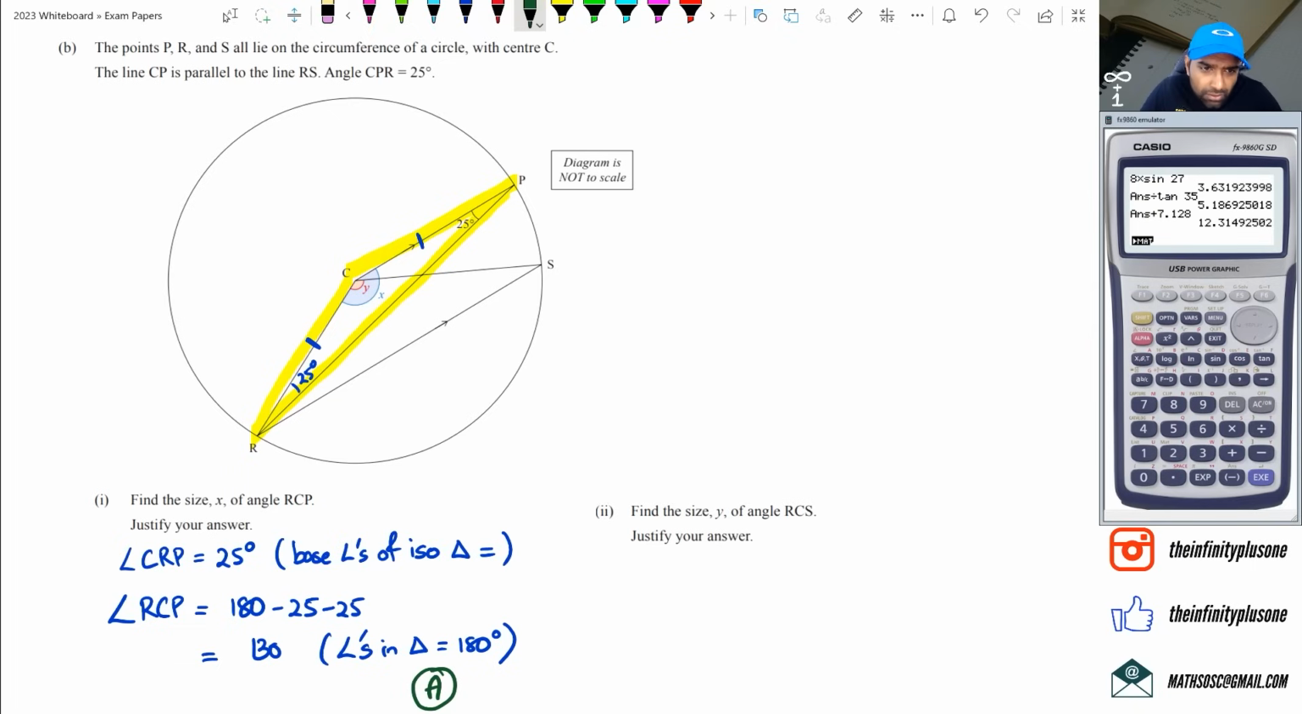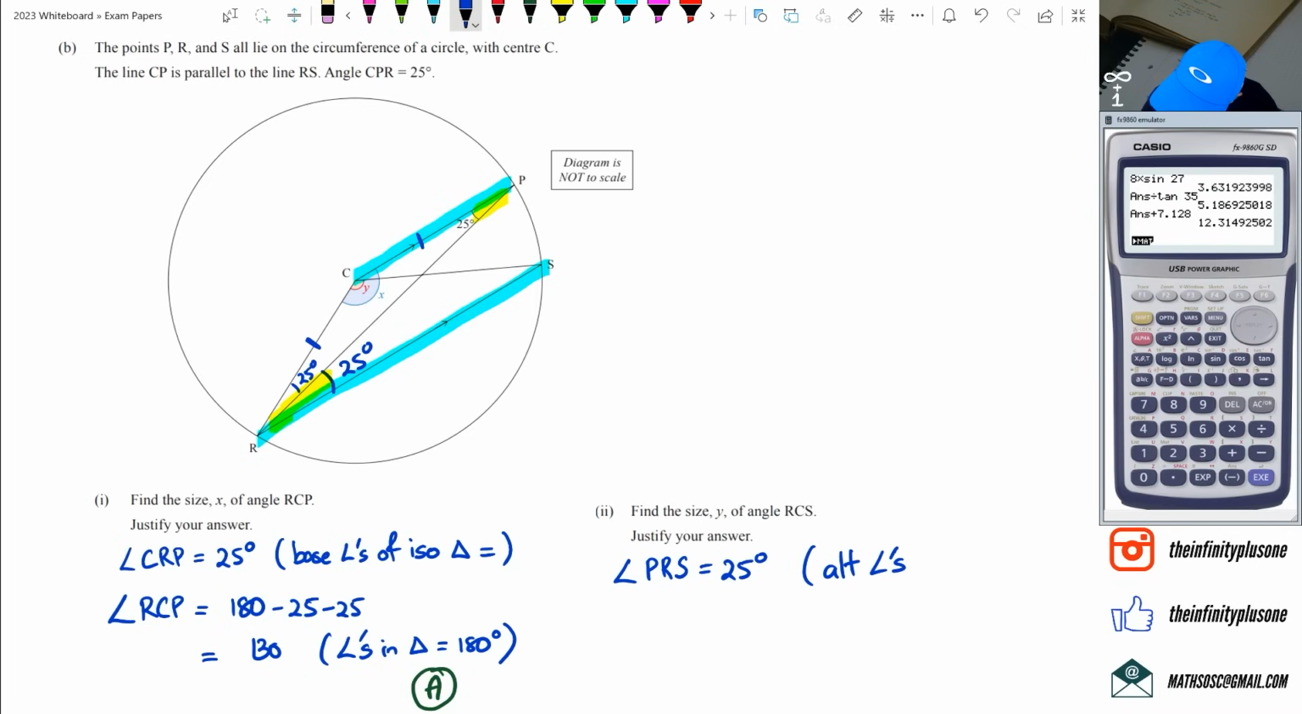Right, the next question is find the size of Y, the angle RCS. For this question, I'm going to get rid of this part here. Now, what I do know is that I've got two parallel lines here. So CP and RS are parallel lines, which means this angle here is going to be 25 degrees. The reason it's 25 degrees is that these two angles are alternate angles between parallel lines, so they're equal. I'm going to write that down first: angle PRS equals 25 degrees because alternate angles in parallel lines are equal.